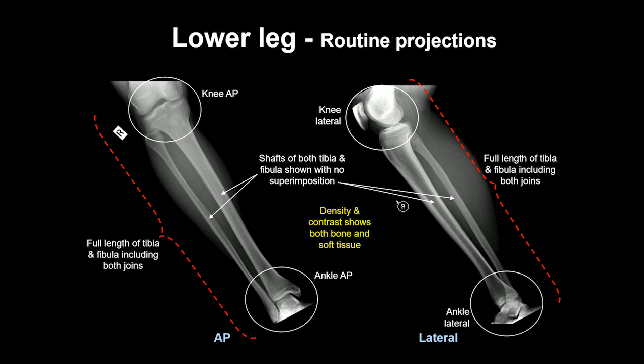You should have the ankle joint on as well as the knee. On the lateral view, you should also have separation of the tibia and fibula, and remember your knee should be in a lateral position as well as the ankle.